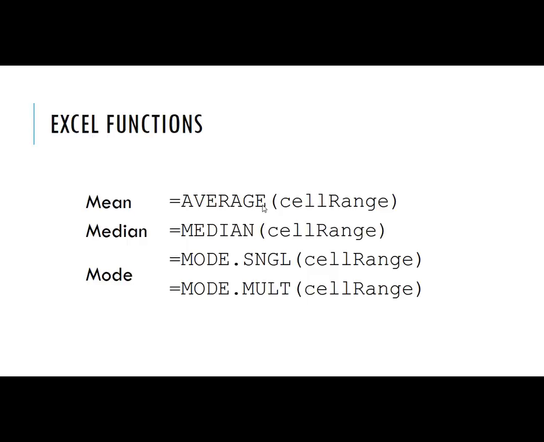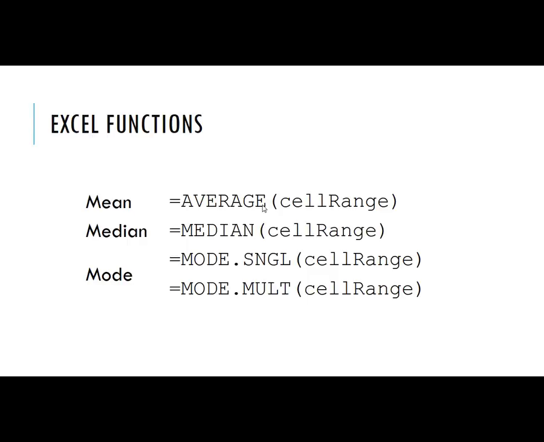Mode is a little more complicated. It's mode.sngl for single, if we think there's a single mode, meaning that there's only one value that shows up more than once. If we think there's more than one mode, a multi-modal distribution or data set, then we use mode.mult cell range. That has to be put in as an array formula. So if you don't remember how to do array formulas, there's a link on Blackboard that points you to array formulas, and just look it up in the Excel help as well.